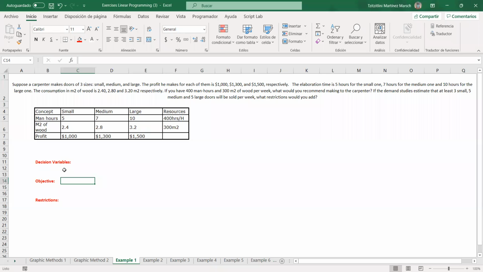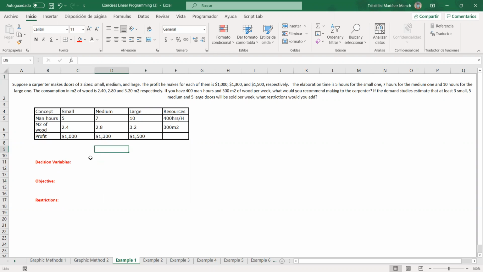If you have 400 man hours and 300 square meters of wood per week, what would be your recommendation to the carpenter? Okay, if the demand studies estimate that at least 3 small doors, 5 medium, and 5 large will be sold, what are the restrictions? So let's do it without that first one.